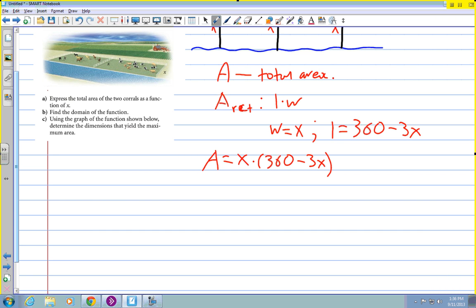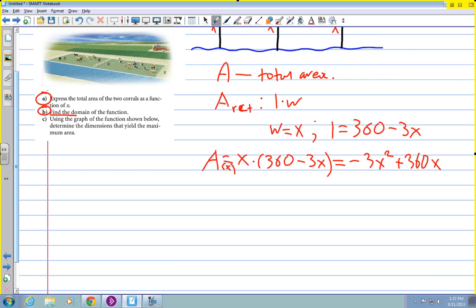Okay? So that's that. That's part A. Express area as a function of x. So if you give me the value for x, right away I can figure out what the area is. You can expand it if you want to, but you don't have to: negative 3x squared plus 360x. That is a quadratic. We're going to call it a quadratic function. We'll study quadratic functions in chapter 3 in greater detail, how to graph them and so forth. But look at question B.